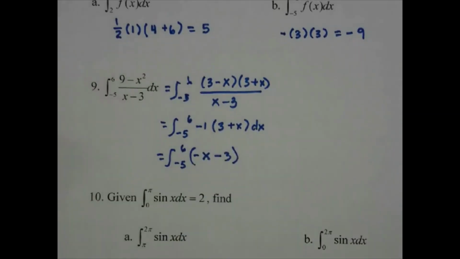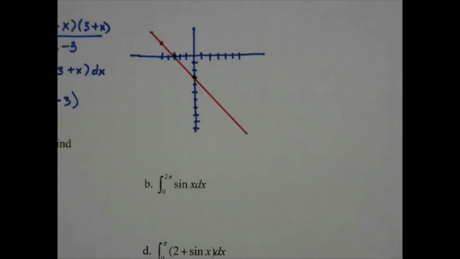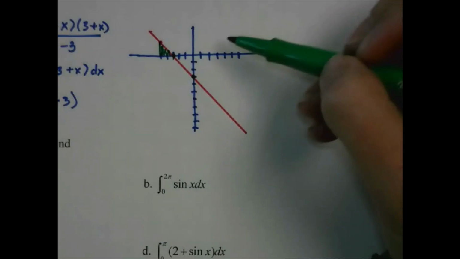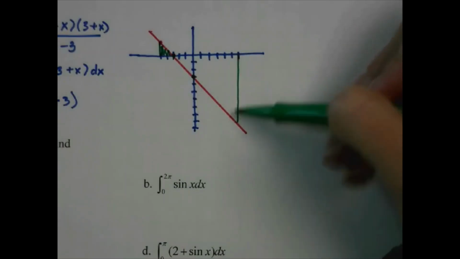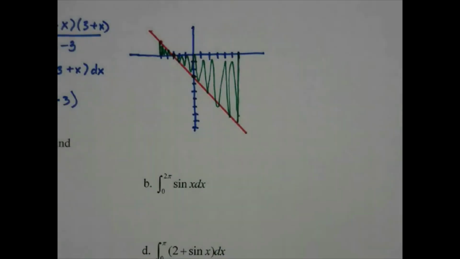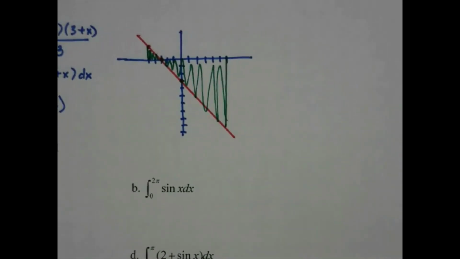So that's just a line. I'm going to go ahead and draw that line. So here's the line, -x minus 3. Have a negative slope, negative y-intercept, and we want the integral from -5, which is going to be right here, to 6, which is all the way here. So again, we have two triangles. One's above the x-axis, one's below.